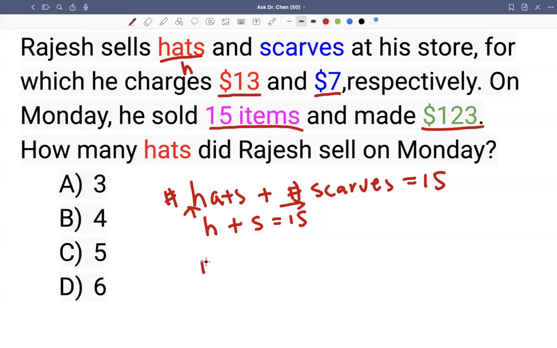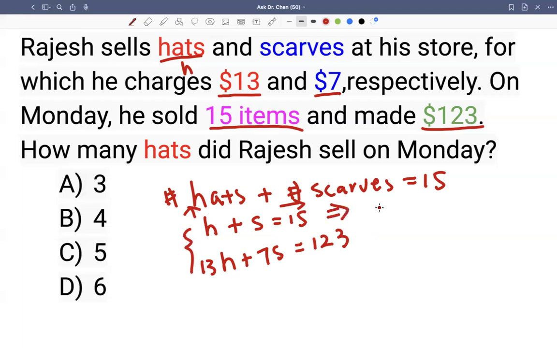Then each hat is $13, so the money he made from hats is 13 times H. Each one is $13, so multiply. Then each scarf is $7, so I have 7S, adding together. He made $123. So we call this a system of equations, right? Then we solve. So how to solve?